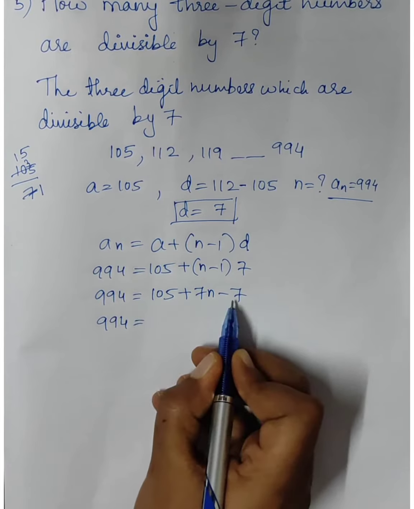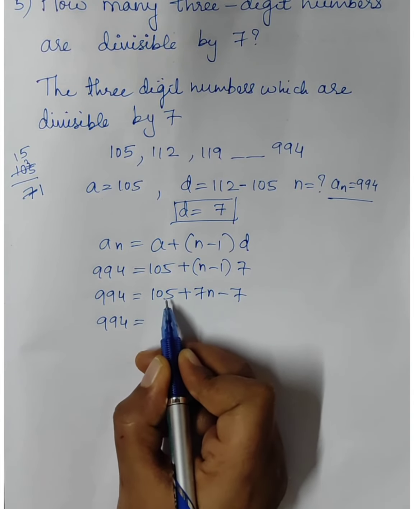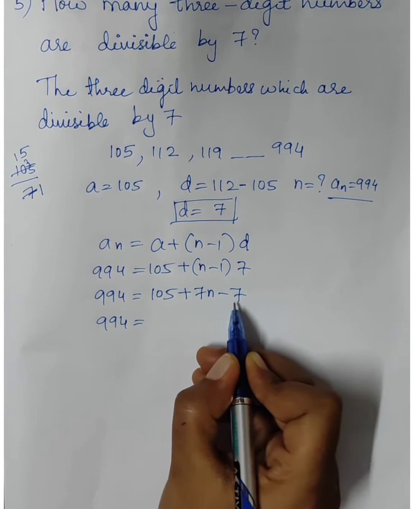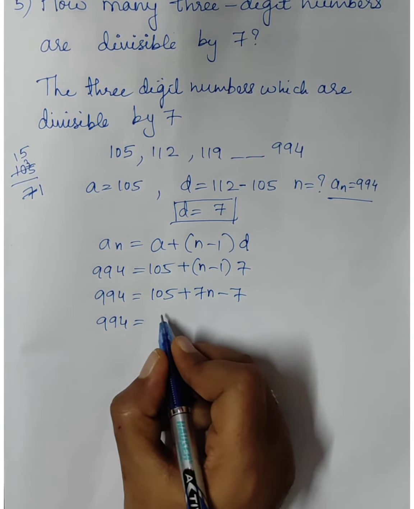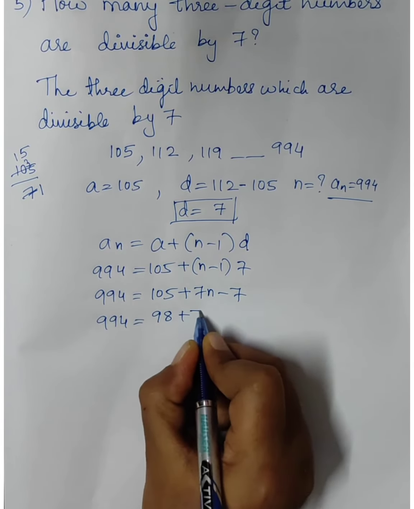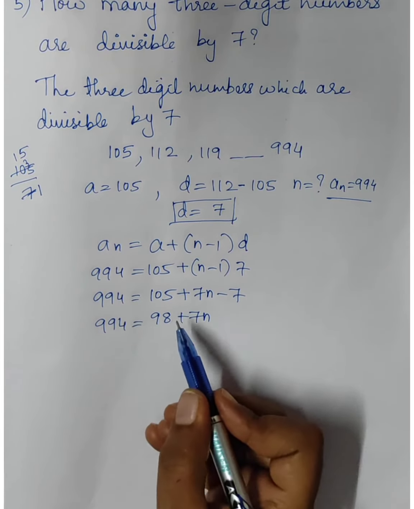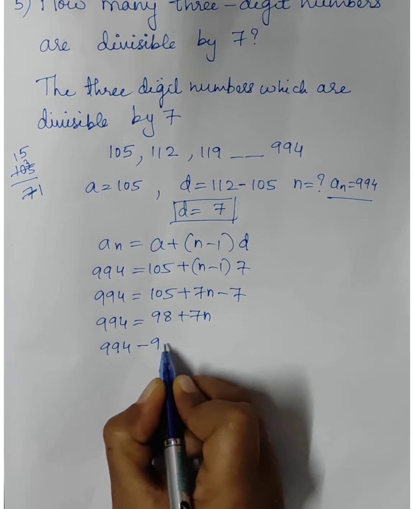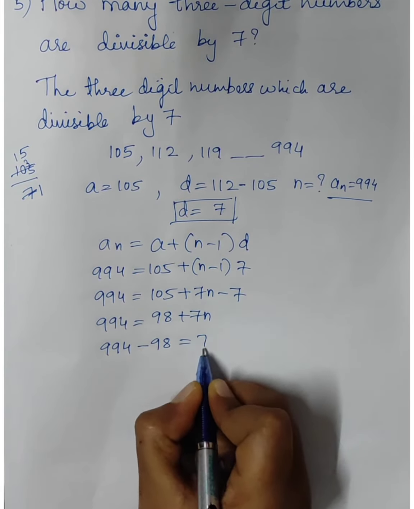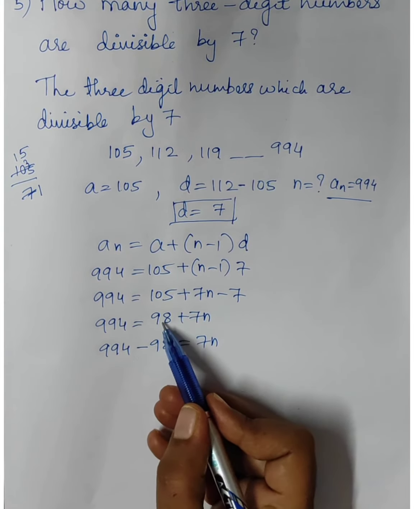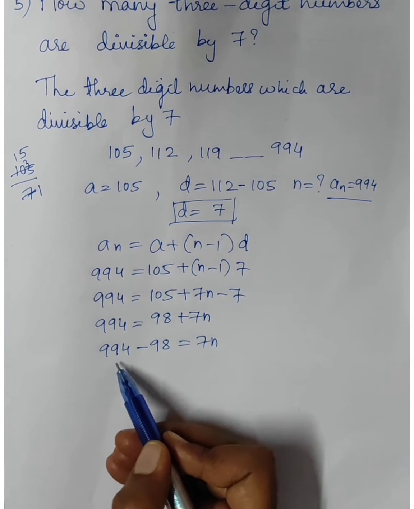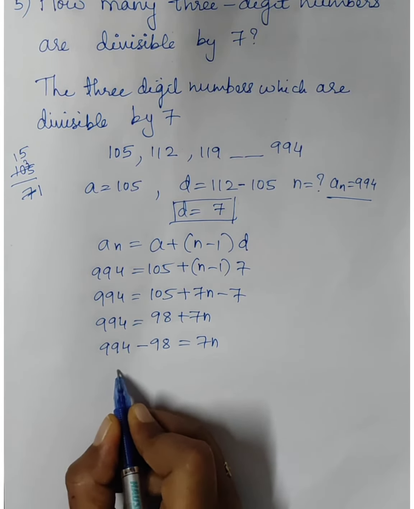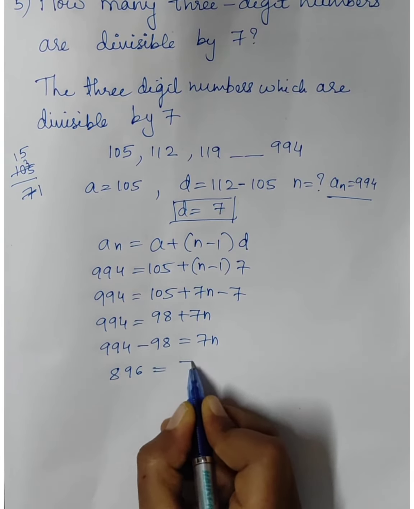See, these two numbers don't contain any N. So one is positive, one is negative. I am going to subtract this. So from 105 you remove 7. So how much you will get? You are going to get it as 98 plus 7N. Then shift this 98 here. So 994 minus 98, which is equals to 7N. Okay, 98 is shifting here, so it will become negative. From 994 you subtract 98. Okay, how much you will get? You are going to get 896, which is equals to 7N.